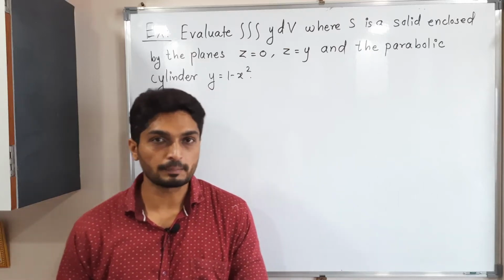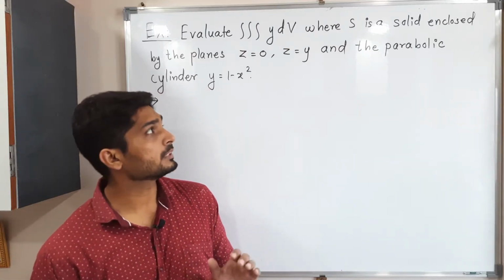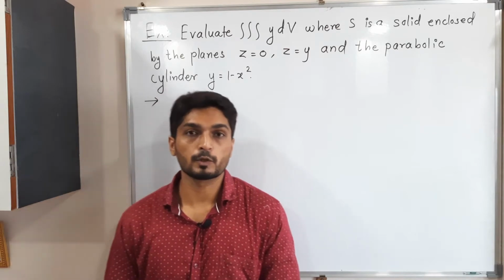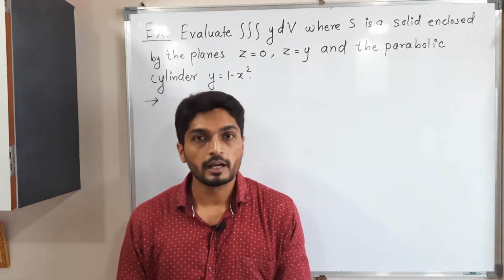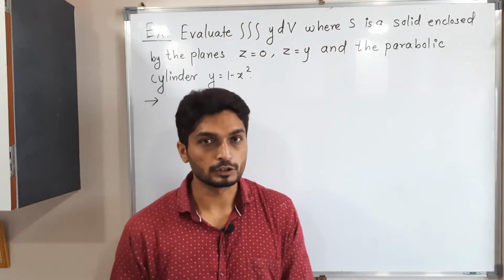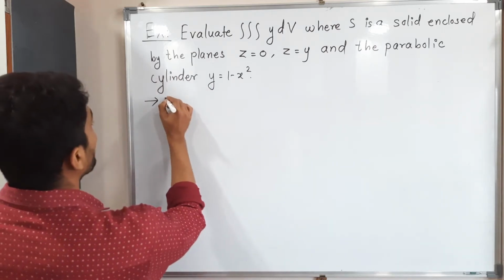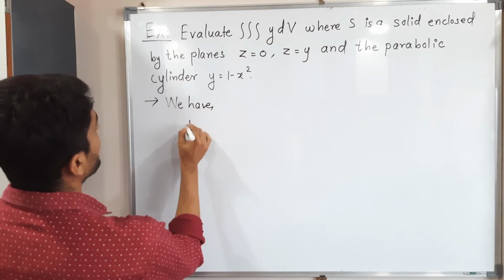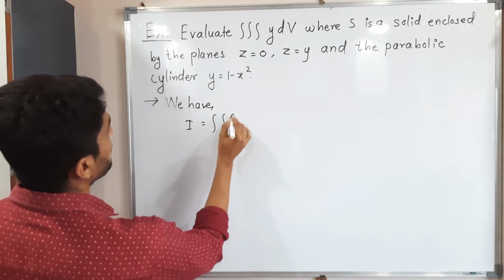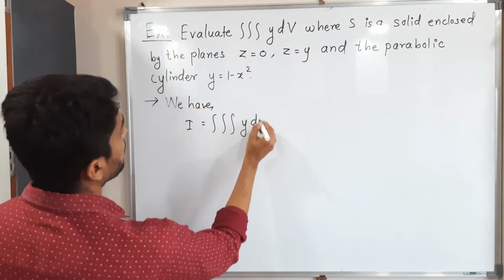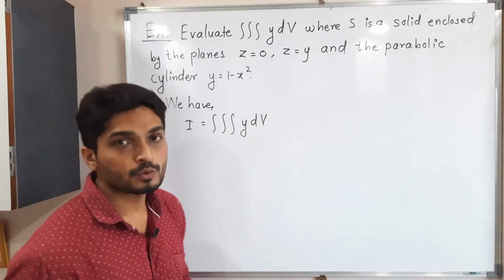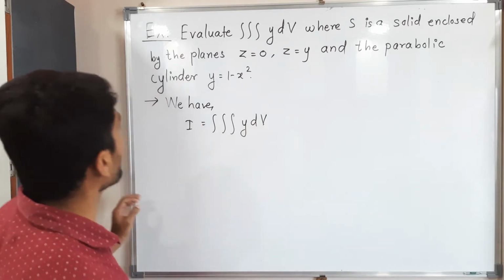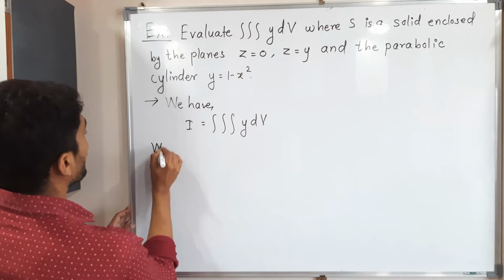Let us solve this triple integration. Some region is also given here, but first of all I will write the given triple integral and then we will think about that region. Whatever the integration we have, we will call it I is equal to triple integration y dv.